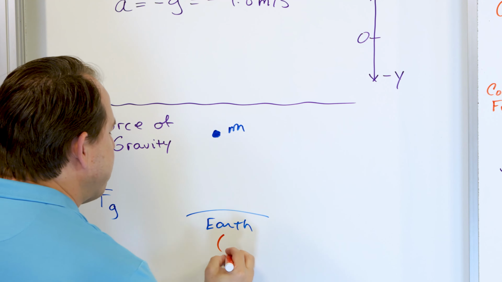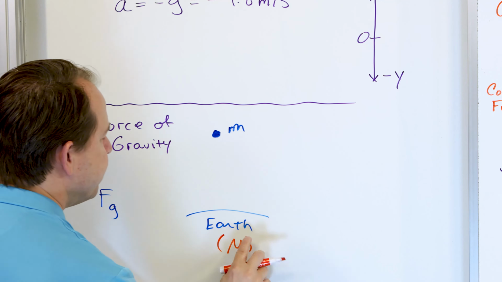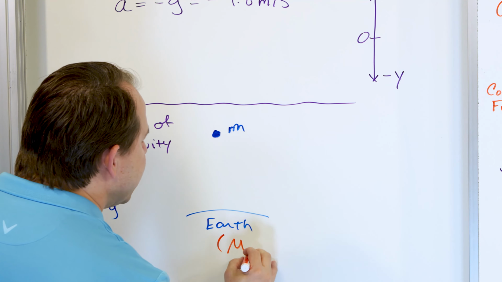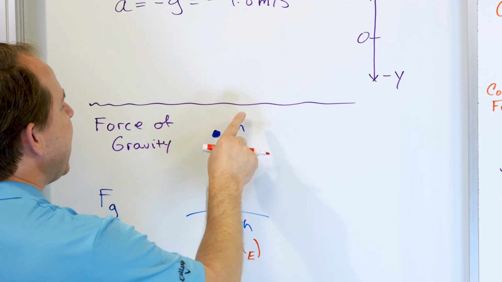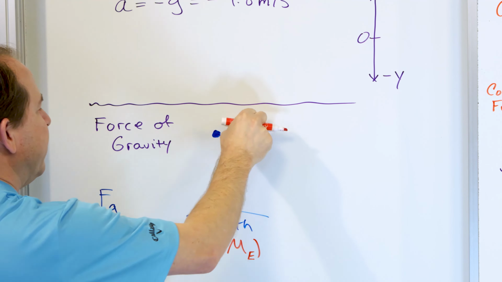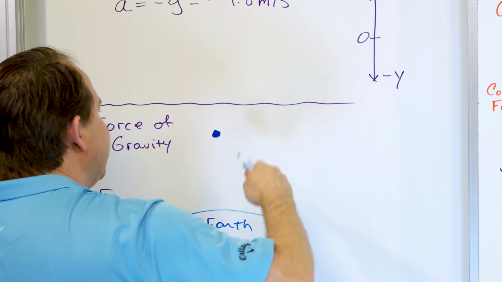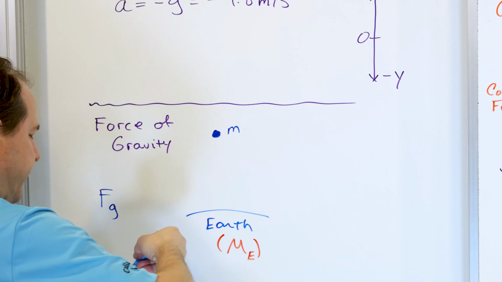Because the earth has some mass, big M, I'm going to call it big M, and we're going to call it big M with a little E on the bottom because this is the earth mass, gigantic thing, right? And then we have a smaller mass, which is you or me or anything else, and it's sitting up there and has a mass little m, okay?